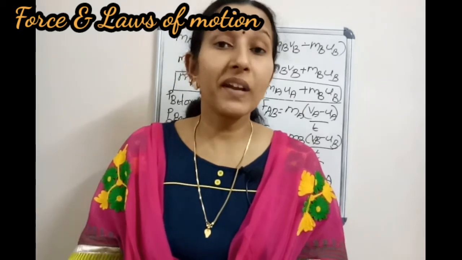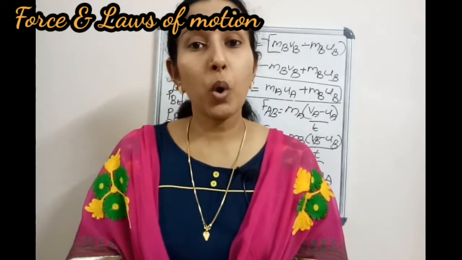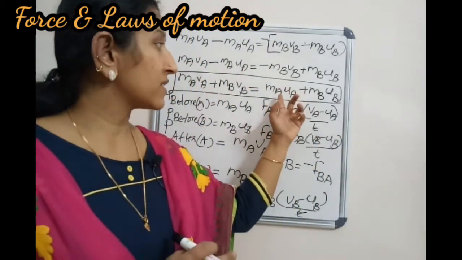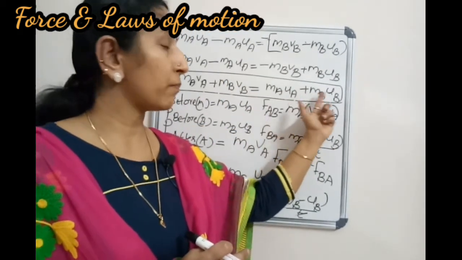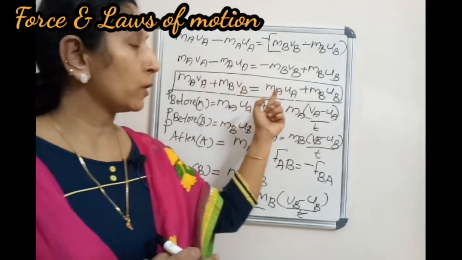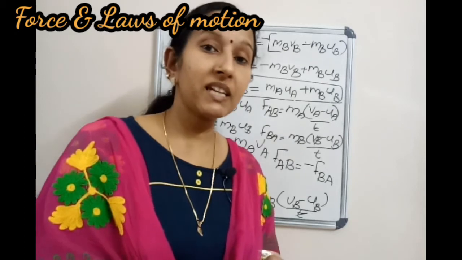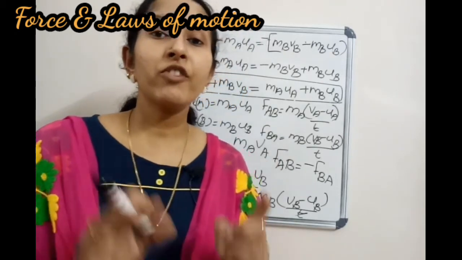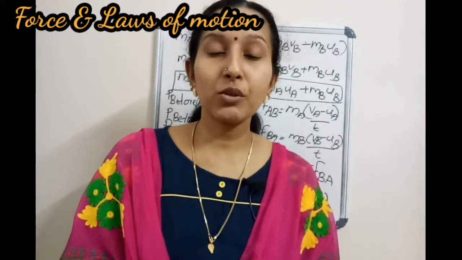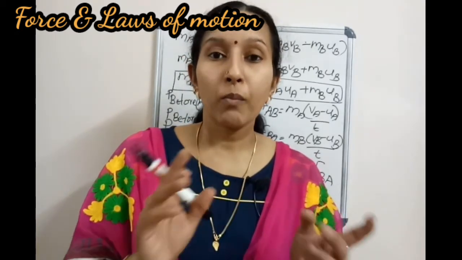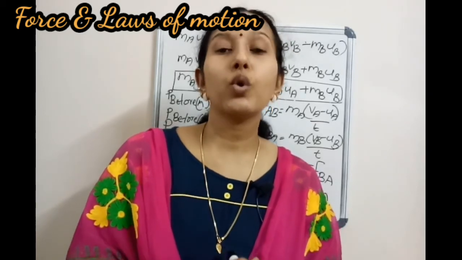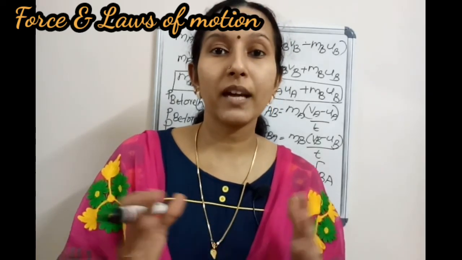So the law of conservation of momentum states that the sum of momenta of two objects before collision is equal to the sum of momenta of two objects after collision, provided there is no external unbalanced force acting on them. You can see here the sums MA UA plus MB UB and MA VA plus MB VB.